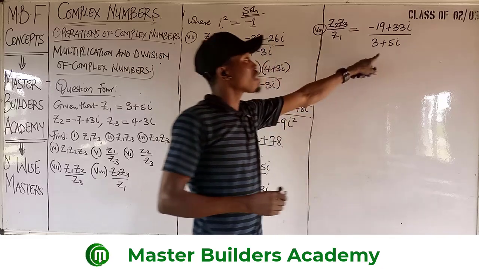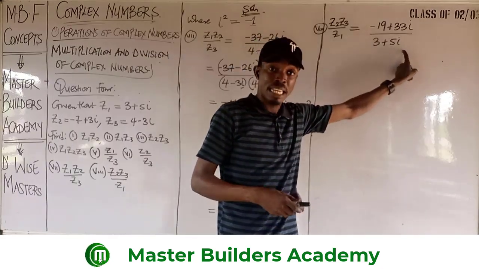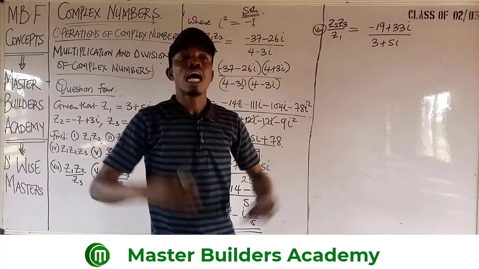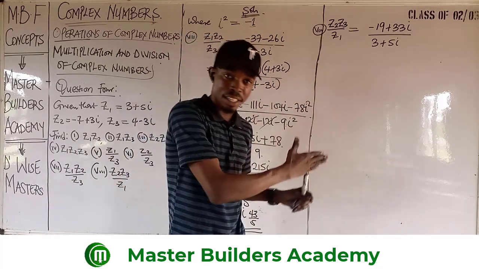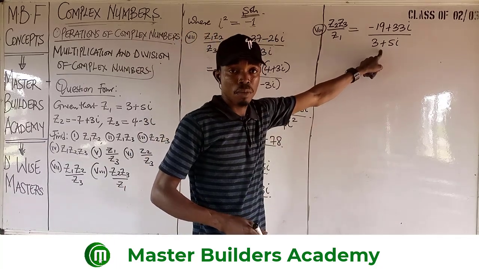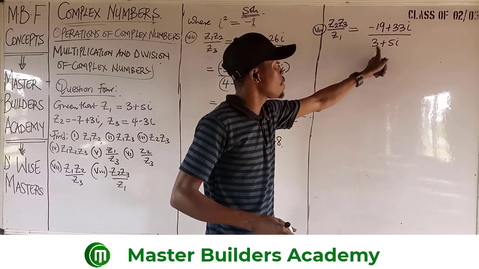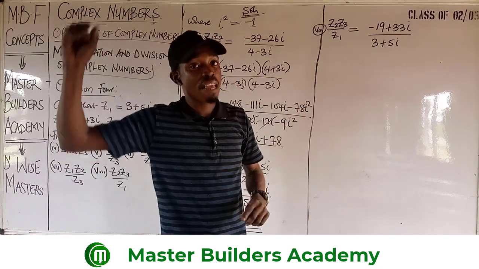So in this case, because we have an imaginary part at the denominator, we need to find a way to remove this imaginary sign from the denominator. How do we achieve this? We simply achieve this by rationalizing this expression. And then, what's the conjugate of the denominator? If this is 3 plus 5i, the conjugate will be 3 minus 5i.